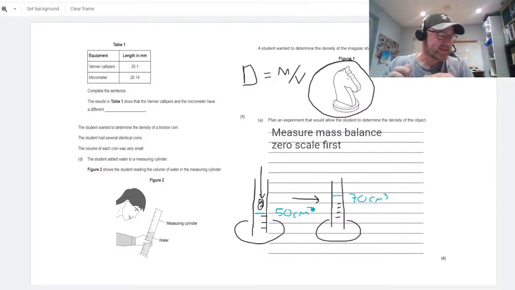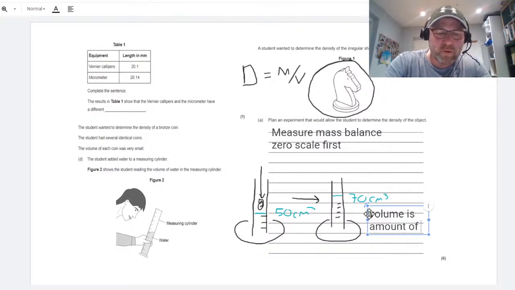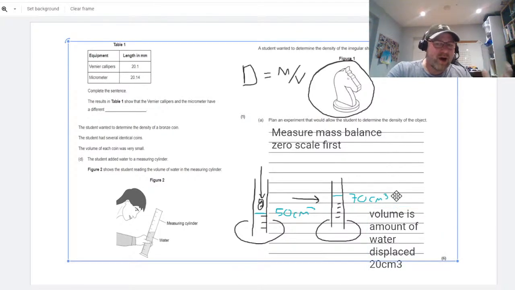If it's gone from 50 to 70, what's the volume? By the way, don't be frightened to use an example to show the examiner you know. Even just say, it might be like 50 and then it goes up to 70, then I would know that it's 20. If it's an open question, you can use that. So volume is the amount of water displaced. That would be 20 centimeters cubed. Brilliant. And now you use the equation, the mass over that.